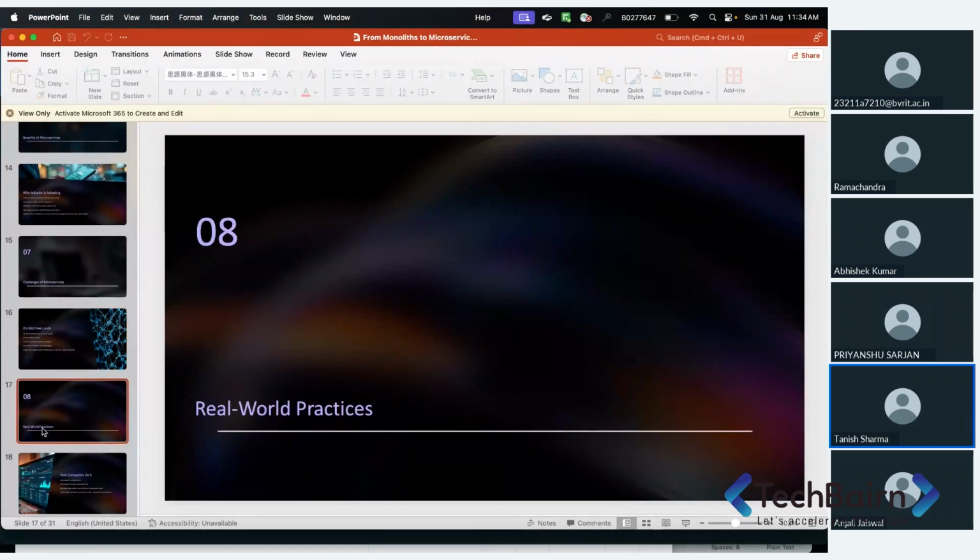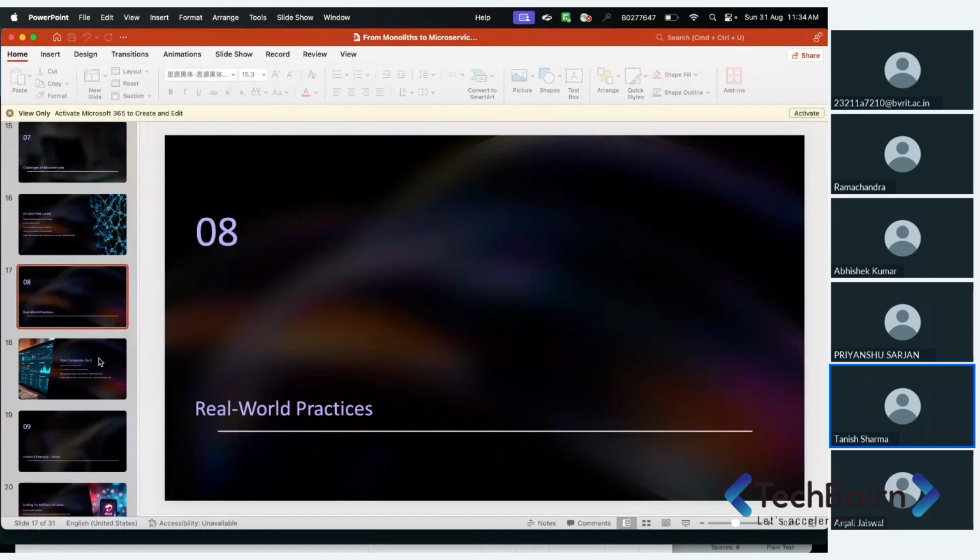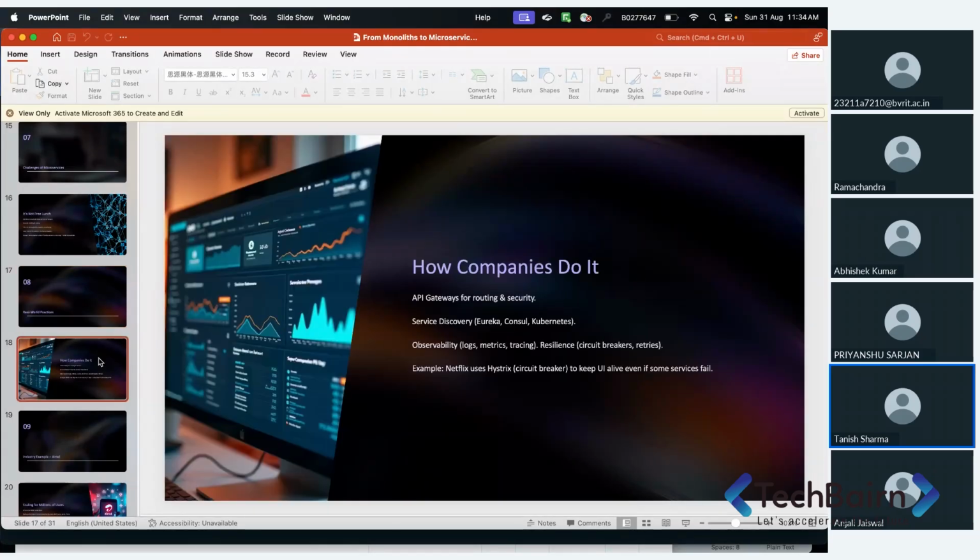Okay, so next would be the practical implementation for microservices. We will go through those things. So what happens at a production level? We have different API gateways. API gateways are responsible for the composition of APIs and the authorization of our users also. These are some of the basic features that API gateways give.